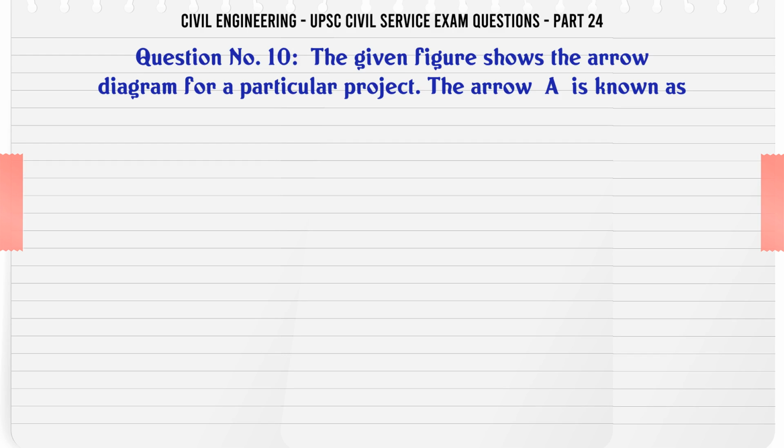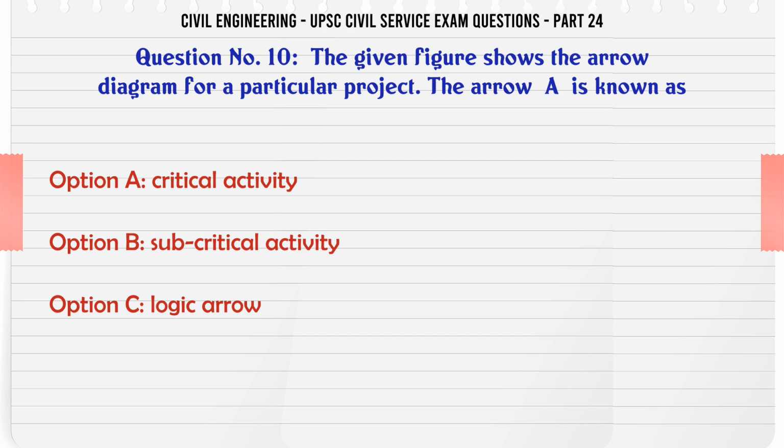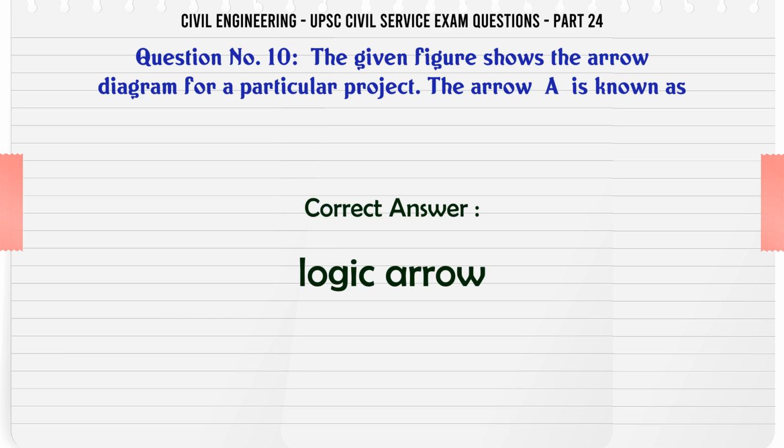The given figure shows the arrow diagram for a particular project. The arrow A is known as: A, critical activity; B, subcritical activity; C, logic arrow; D, dummy activity. The correct answer is logic arrow.